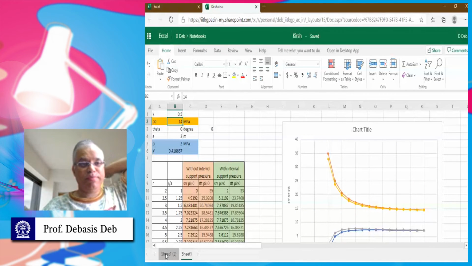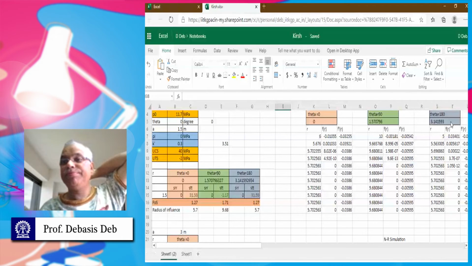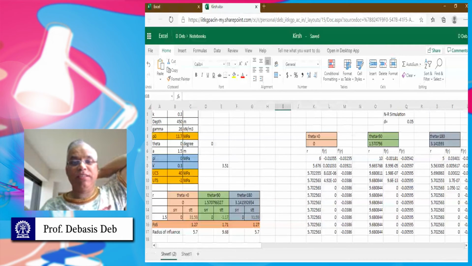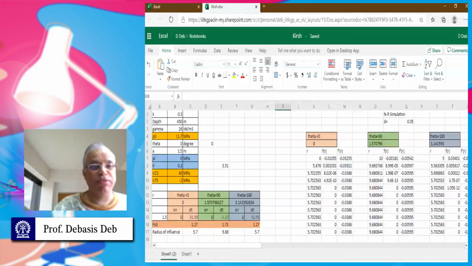And I go one by one. There are a lot of calculations. I'll tell you one by one. I can make it full screen. I don't know how to make it full screen.